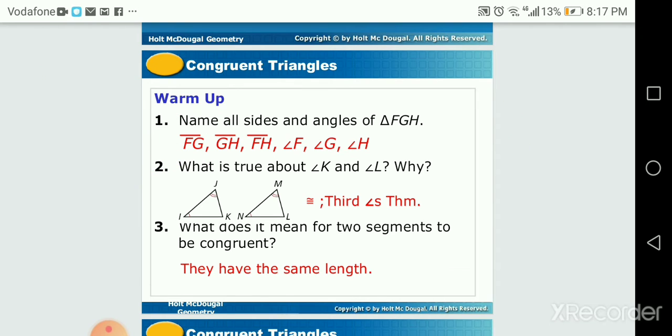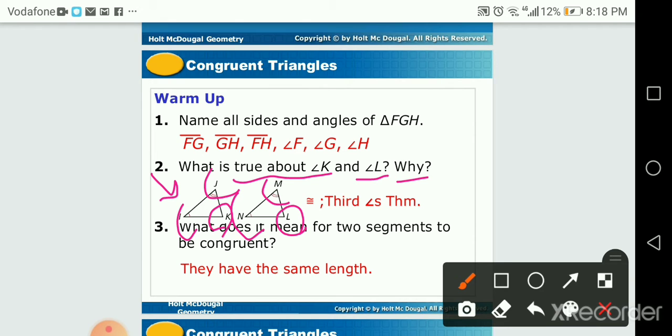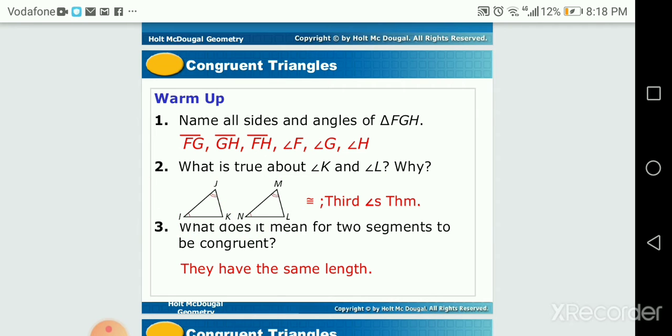We have the second question. It asks what's true about the measure of angle K and the measure of angle L, and why. In these two figures, I have two triangles. The measure of angle J is congruent to the measure of angle M. The measure of angle I is congruent to the measure of angle N. So, the measure of angle K is congruent to the measure of angle L. This is called the third angle theorem. Remember? What about the third question?